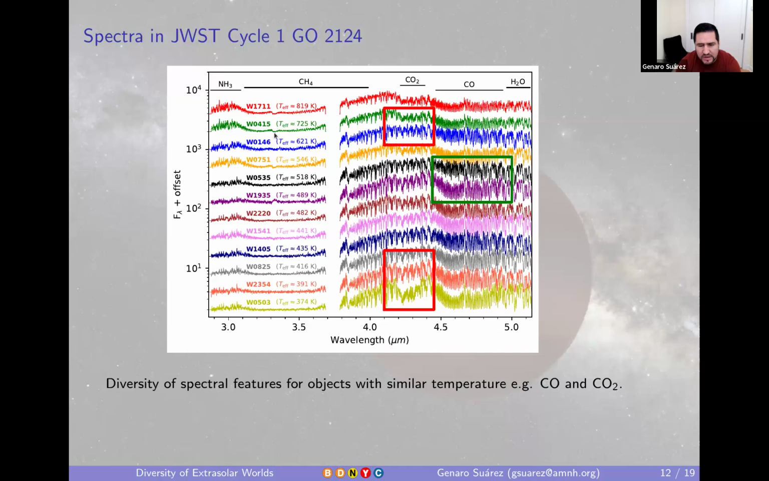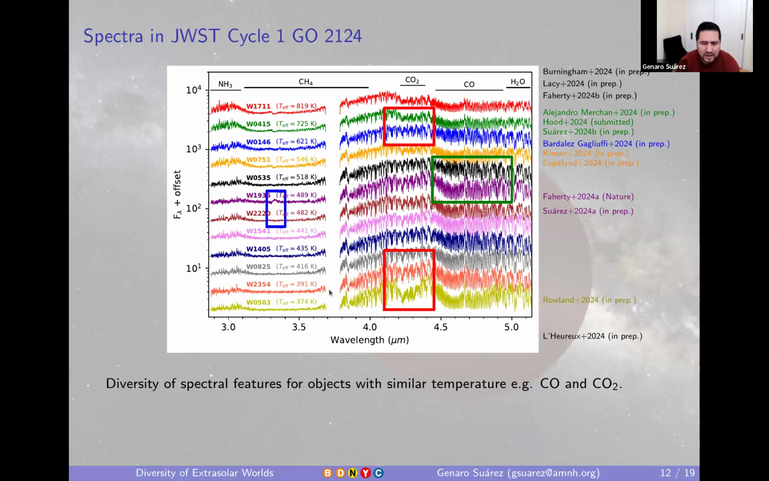Another difference, and really interesting difference, is about 3.3 microns. So if we observe this region, we observe that most of our spectra have a flat feature, but this object 1935 has this bump here. So I'm going to discuss this bump and also this other feature in my next slides. So we are working on several papers with this sample to model and interpret our observation individually and also as a whole.